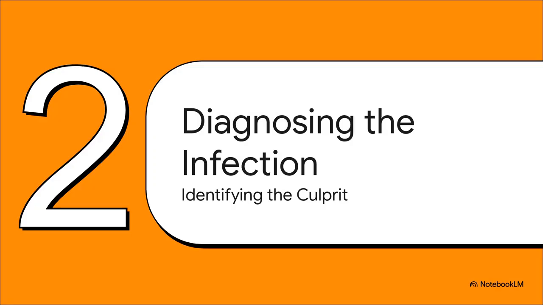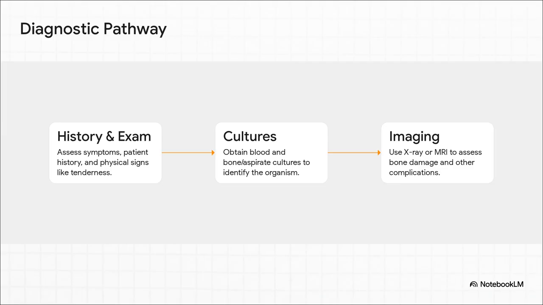So, with those goals in mind, how do clinicians actually figure out what's going on and, more importantly, identify the specific bug we need to go after? It's a pretty logical path, starting with the patient's history and ending with imaging. But for us, step 2 is everything. Getting those cultures, blood, and especially bone if possible, that is the absolute key. It's what guides our therapy and lets us pick the right drug for the job.